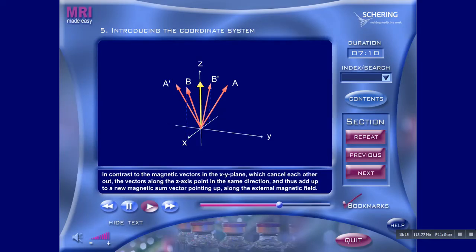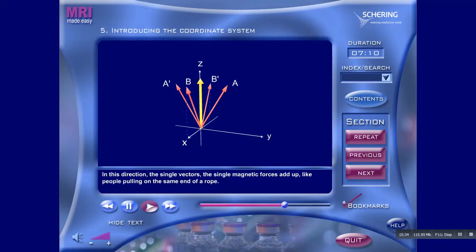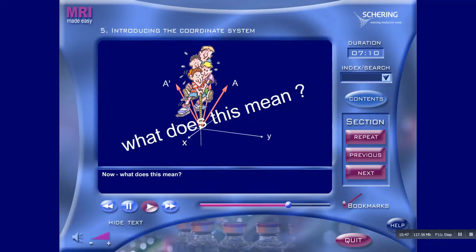In contrast to the magnetic vectors in the xy plane, which cancel each other out, the vectors along the z-axis point in the same direction and thus add up to a new magnetic sum vector pointing up along the external magnetic field. In this direction, the single vectors, the single magnetic forces, add up, like people pulling on the same end of a rope. Now, what does this mean?